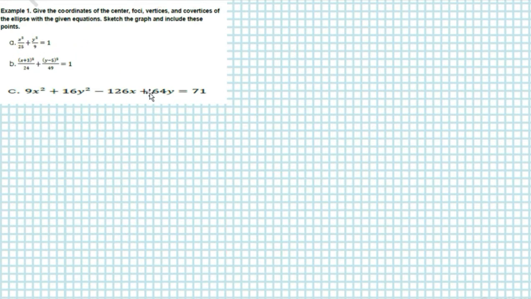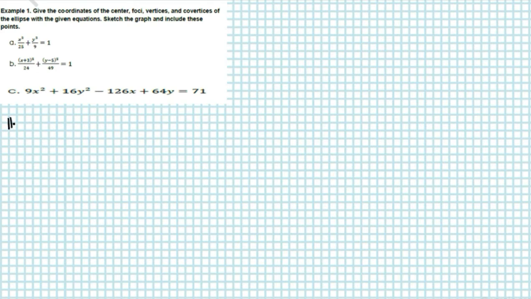Next, let's proceed naman sa letter C. So, dito naman tayo sa letter C. Letter C natin, given tayo ng general equation. We're given 9x squared plus 16y squared minus 126x plus 64y is equal to 71. So, ang gagawin dito, ipa-convert muna natin itong general to standard equation.